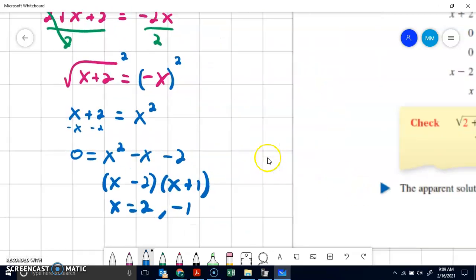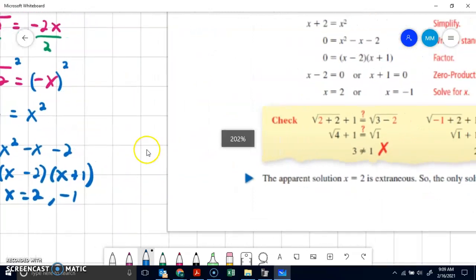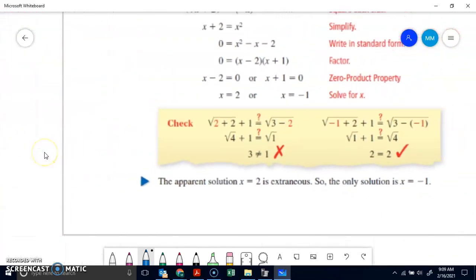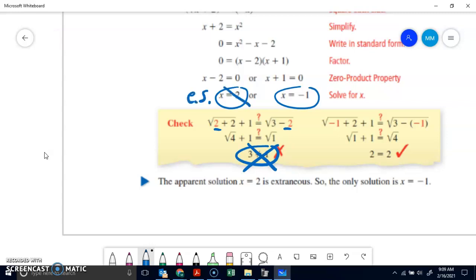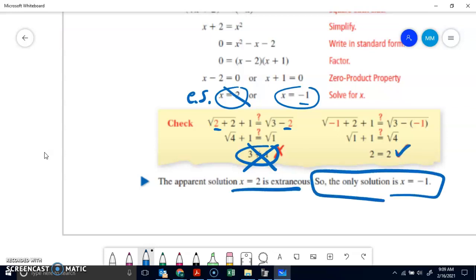And then we need to check those. And I'll just show the check over here. When they check, here's 2 and negative 1. When they check 2, it doesn't work out. So 2 is extraneous. When they check negative 1, it does work. So that's the only solution. The other one is extraneous.